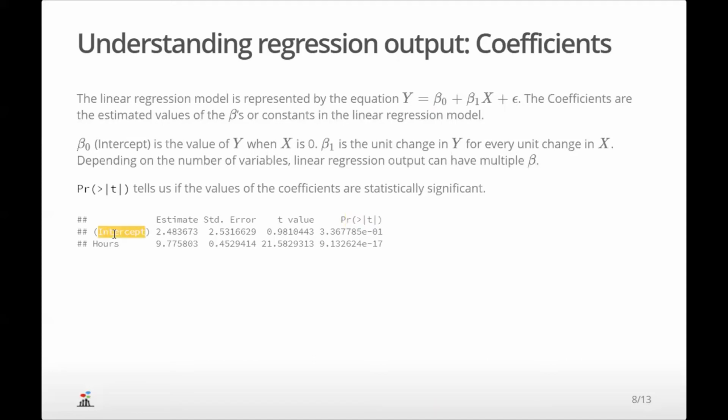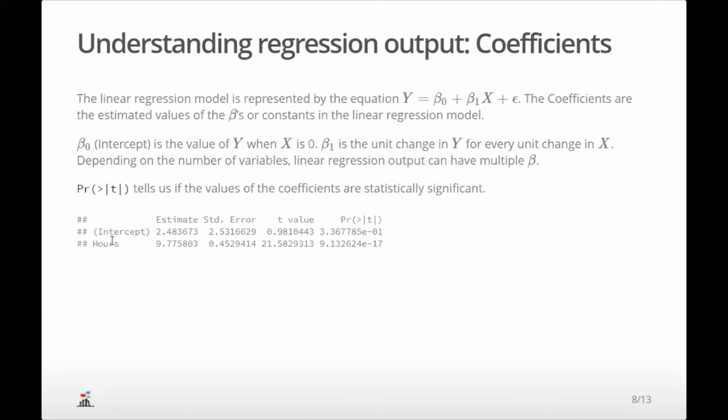We have our intercept. So this is our beta naught value. So our estimate of our beta naught value is 2.48. Intercept is interpreted as the value of your output variable if your input variable is 0. So if we put that in our context, if a student didn't study for an examination, he can still get 2.48 points from that examination.